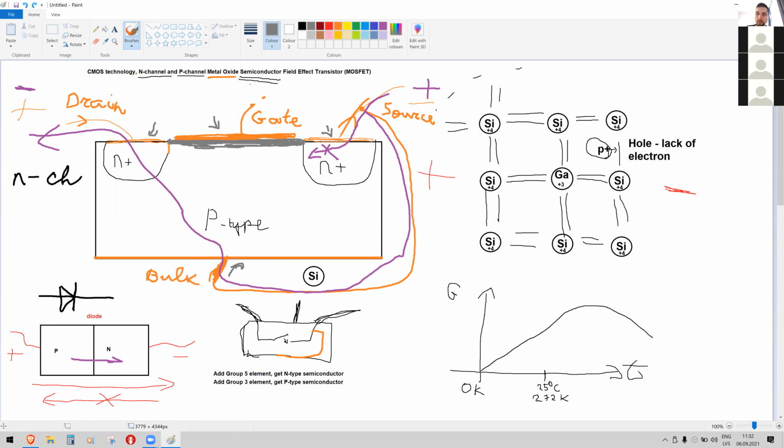Okay, so Matthew is asking, I guess that MOSFET P and N is working the other way. No, you mean P channel MOSFET? Yes, so P channel MOSFET works kind of the same way, but the other way around.